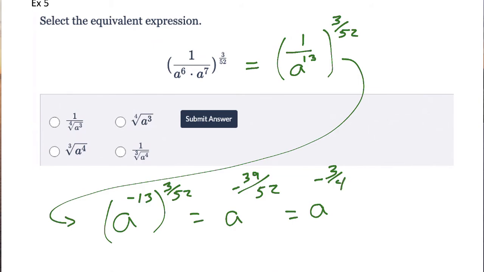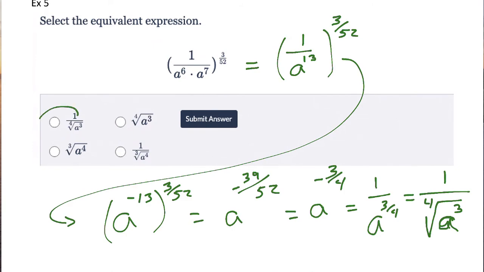And so that's 1 over a to the 3/4, which is 1 over the fourth root of a to the 3rd, because of that fraction. So there's our answer right there.